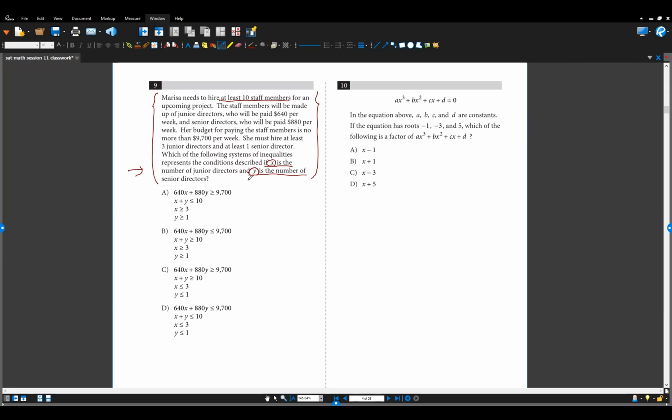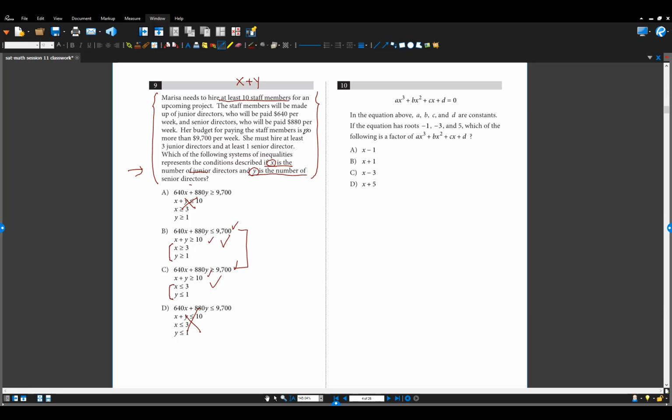At the bottom over here, is the variable given or not? X is the number of juniors, and Y is the number of senior directors. The steps must be greater than or equal to 10, right? The minimum is 10. This is not good, it's less than. This is okay, greater than, that is the minimum. This is okay, this is not good. All right, we have two choices, this one and this one. That's the same thing, right?